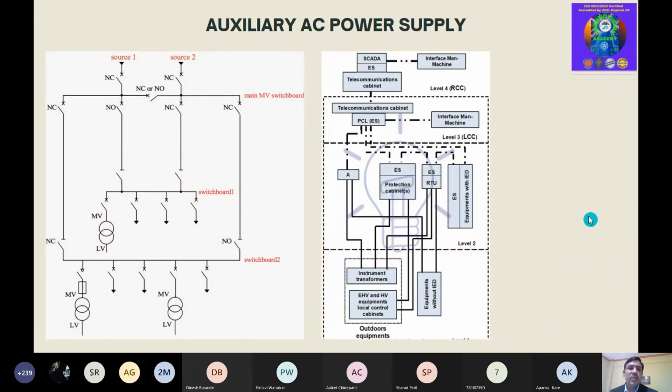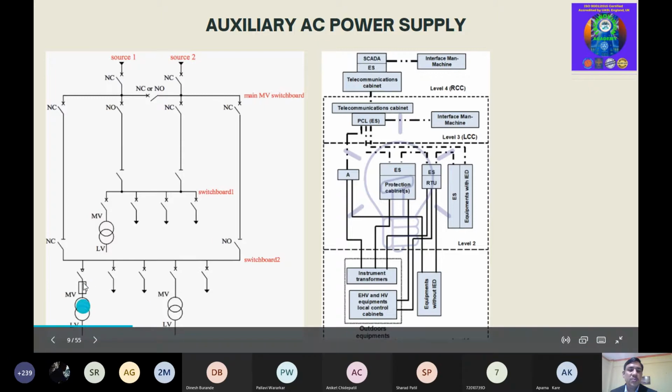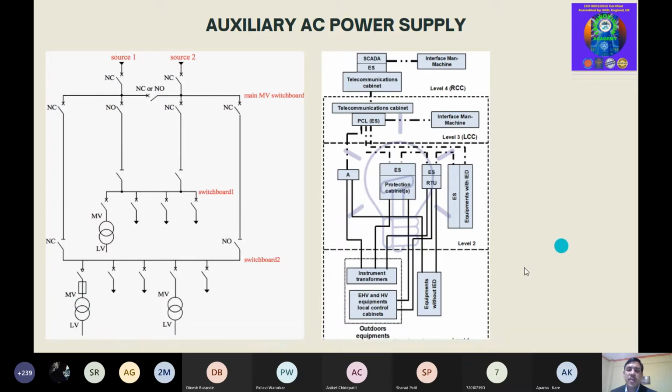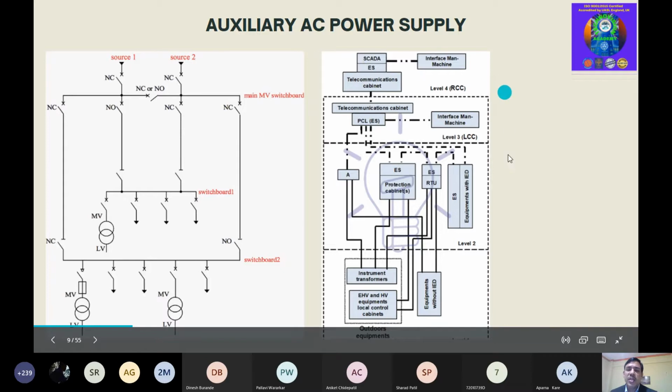So this is the arrangement of this supply that I have already shown in the previous slide. Generally two sources, and these isolators are closed, then closing and opening. Some of the positions are shown. So generally we provide this backup arrangement whenever we supply AC power. So this is the arrangement of any EHV substation.